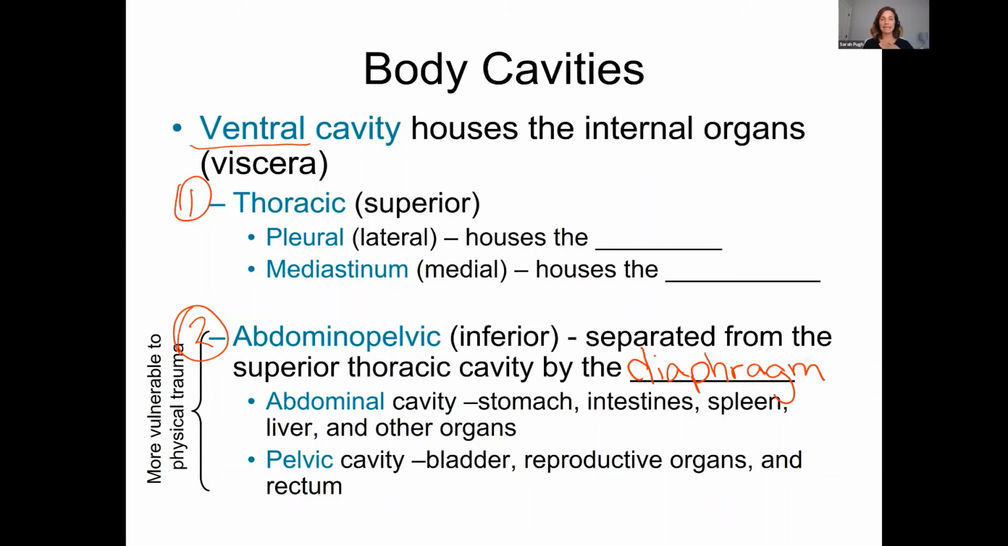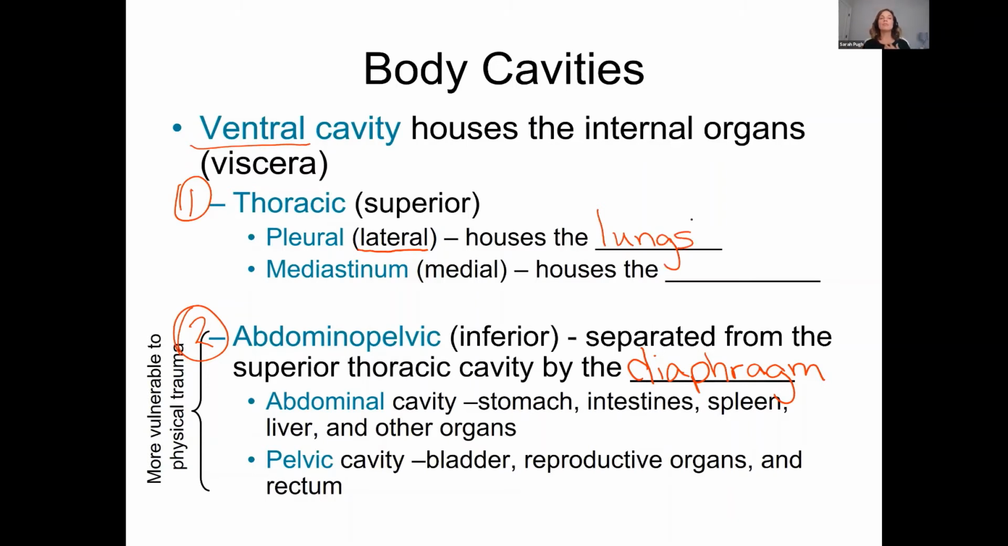So the thoracic cavity up top is also going to have more subdivisions in it. The thoracic cavity at the top above the diaphragm, think of all the organs up here. There's a lot. You've got your lungs and your heart and your esophagus and your trachea. So that thoracic cavity can be subdivided further into pleural cavities. You have a pleural cavity on the right and on the left. So they're lateral. They're on the sides, and they house the lungs.